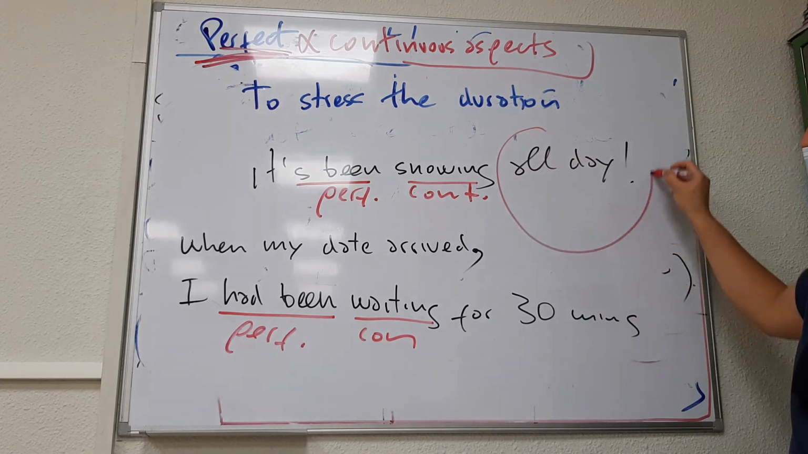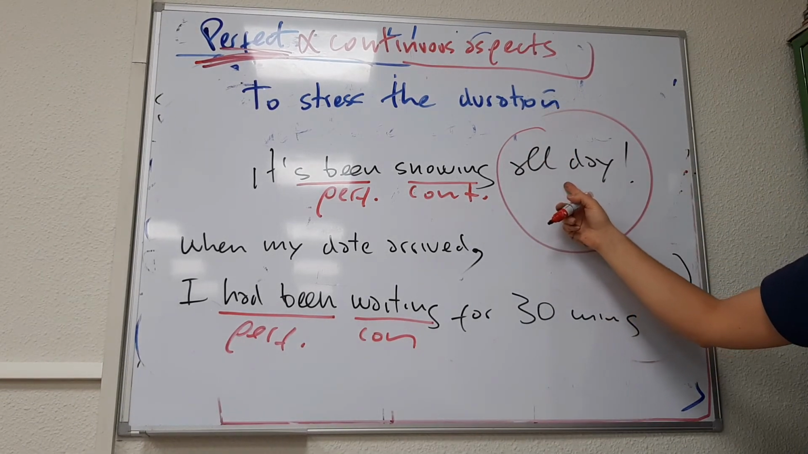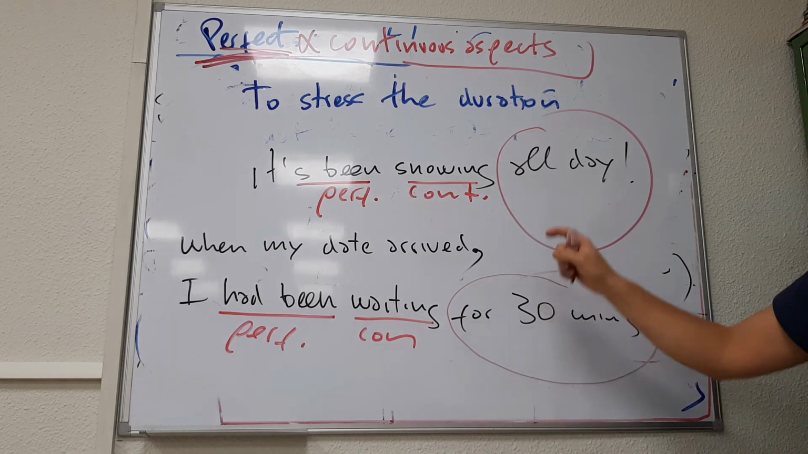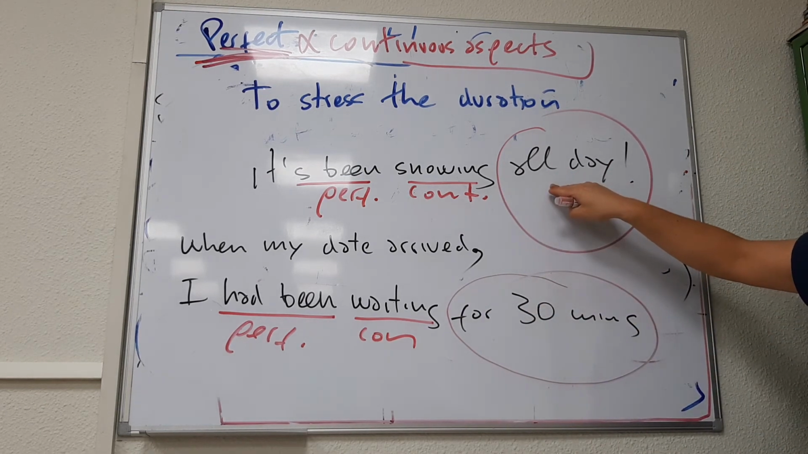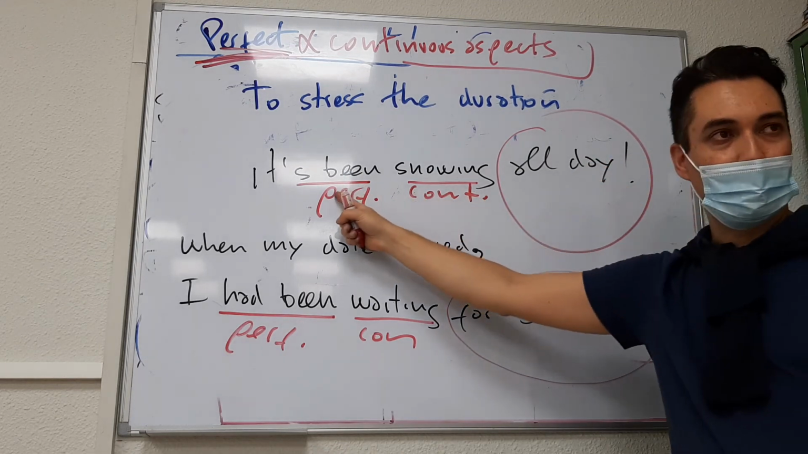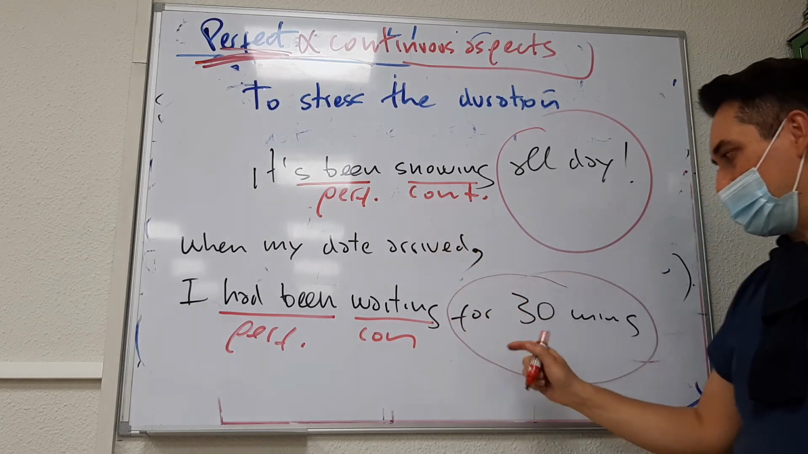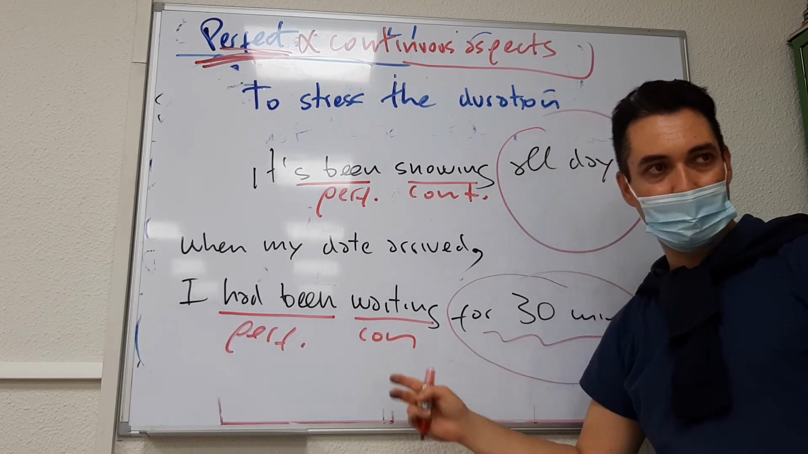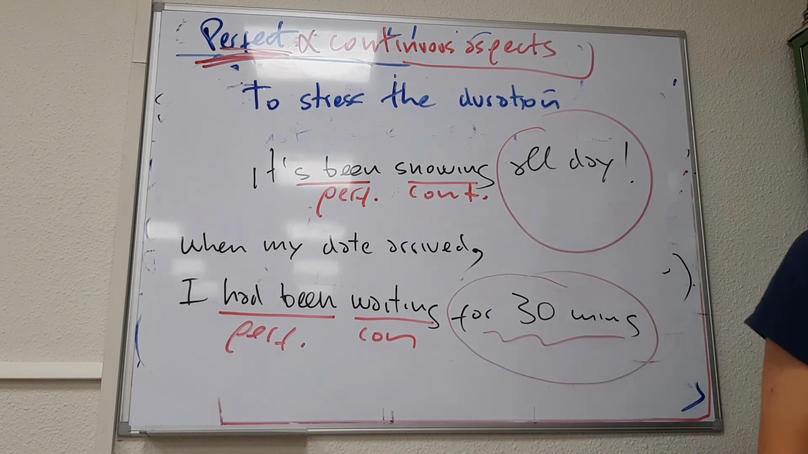Here, the indicator of the duration, all day. Here, the indicator of the duration, for 30 minutes, this is so important. That it's been snowing all day. I want to stress that it was all day. Therefore, combination. Perfect continuous. For 30 minutes, I had been waiting. Perfect continuous. Stress that it was a long time.